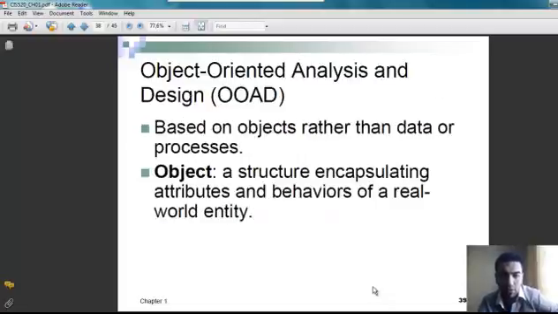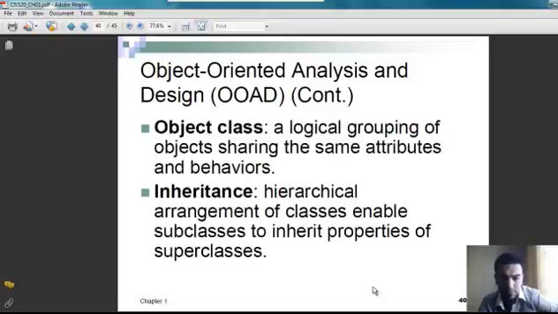Object-oriented analysis and design. Based on objects rather than data or process. An object is a structure encapsulating attributes and behaviors of a real-world entity. Object class, a logical grouping of objects sharing the same attributes and behaviors. Inheritance, a hierarchical arrangement of classes that enables subclasses to inherit properties of superclasses.